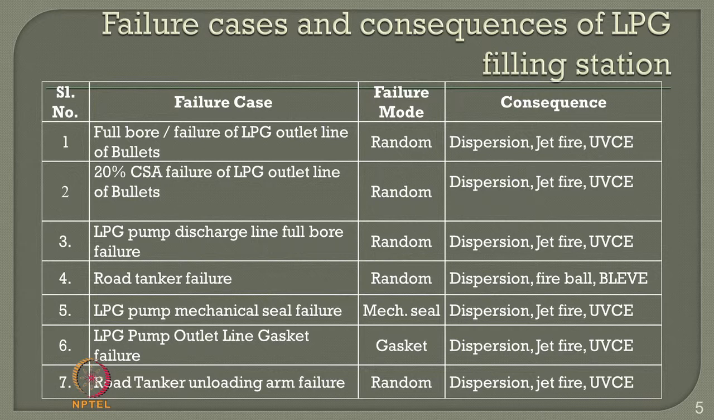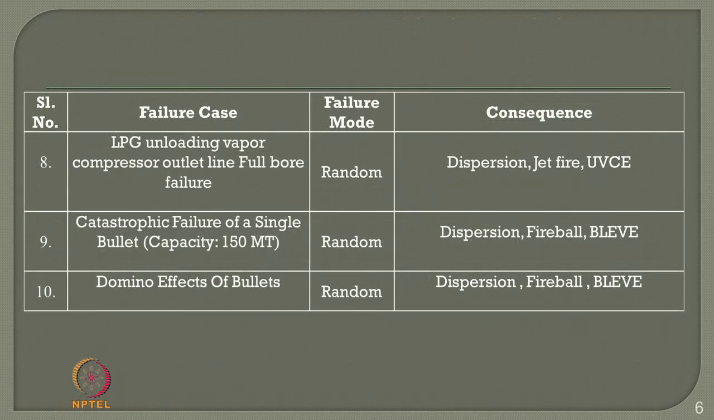Most of these failures are considered generally random in nature, and the consequences that most commonly arise are jet fire, dispersion, VCE (vapor cloud explosion), and BLEVE. In addition, one can also have LPG unloading vapor compressor outlet line full bore failure, catastrophic failure of a single bullet of a capacity 150,000 kg, and domino effects of a series of bullets present in the specific location.